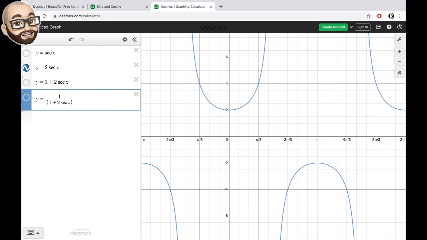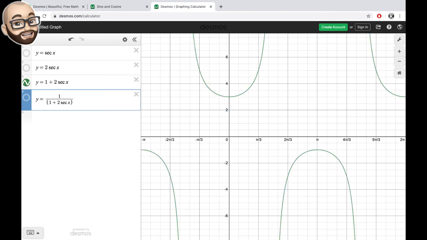and then what we need to do is add 1 to everything, so we're going to shuffle everything up by 1 square, and we get this green one. So there's my answer to part A.